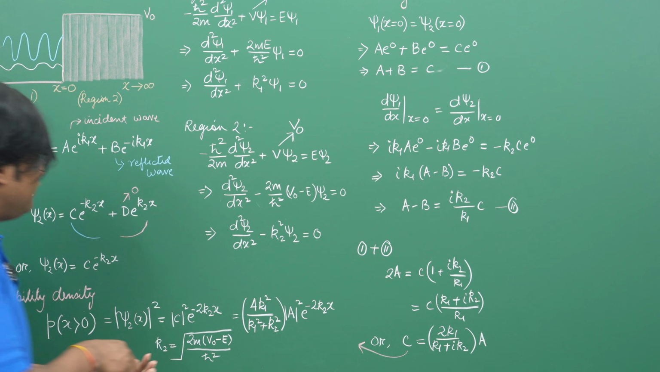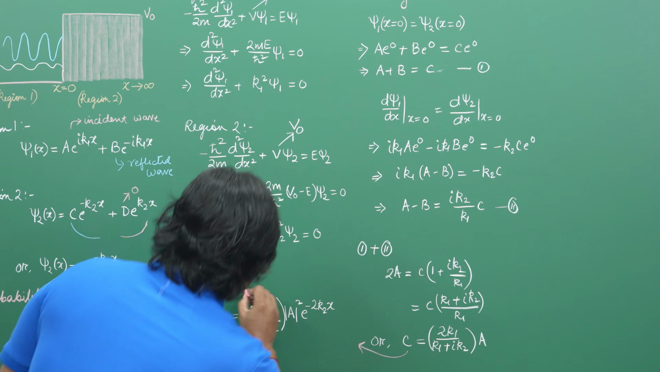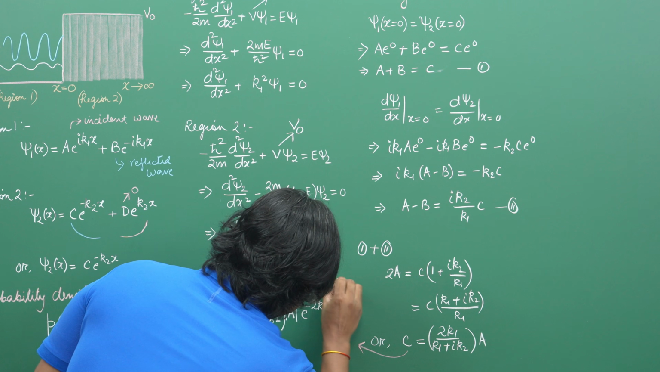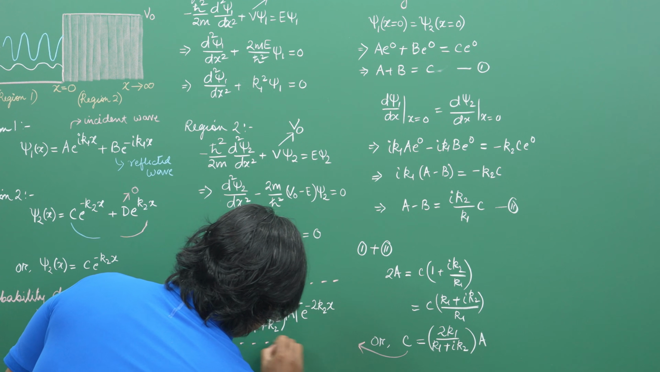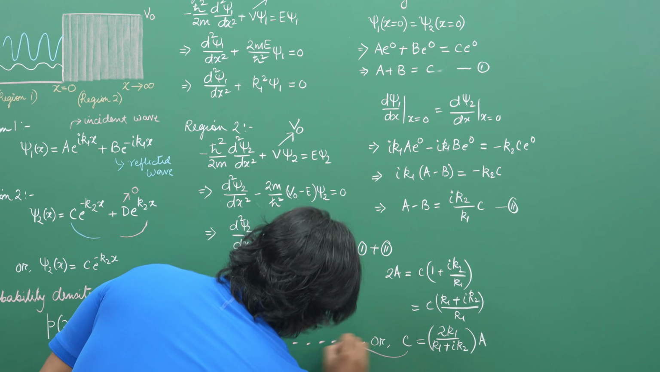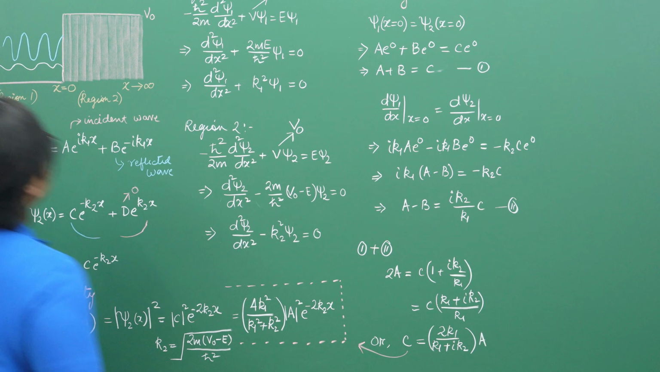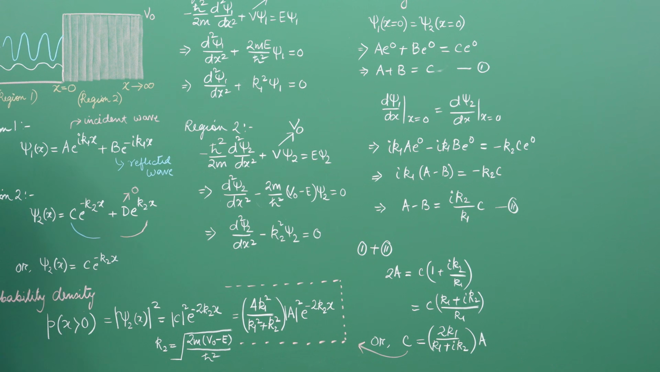So this is the very important probability density of the particle inside a constant barrier whose energy is greater than the particle's energy but extends to infinity.